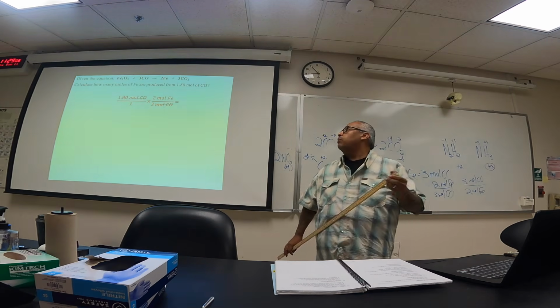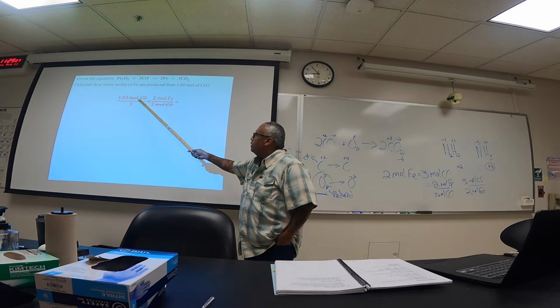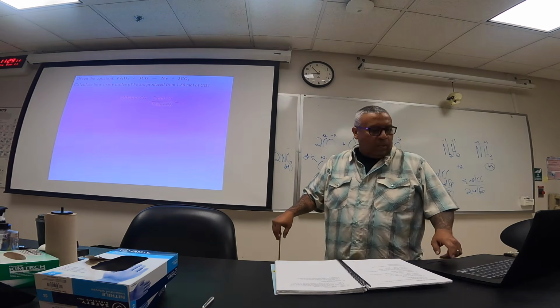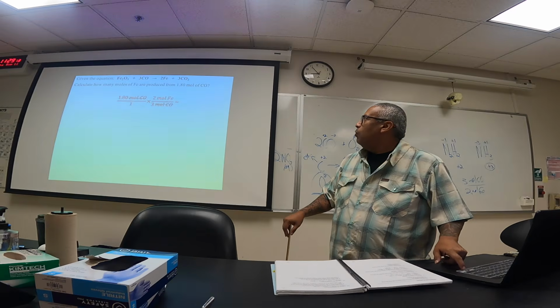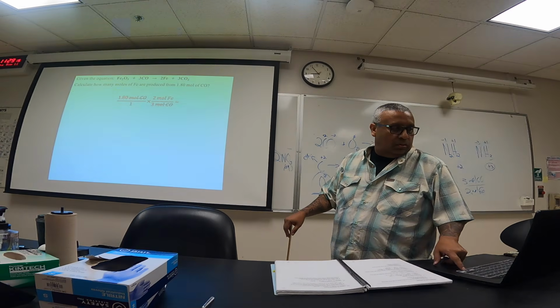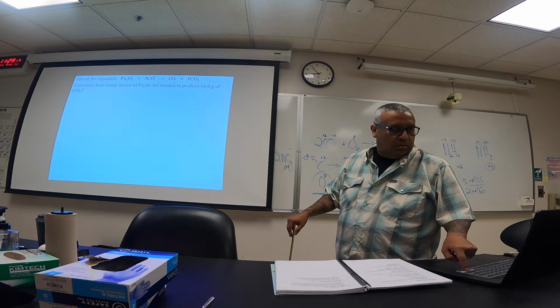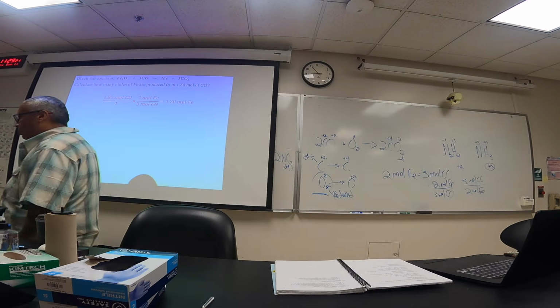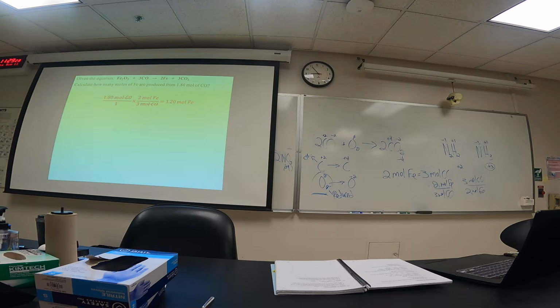So we can use that now. And we set that up, and we see that this unit here is going to cancel out this unit here, moles of carbon monoxide. And we can answer the question, and we'll get 1.20 moles of iron. So for 1.8 moles of carbon monoxide, we're going to make 1.2 moles of iron.